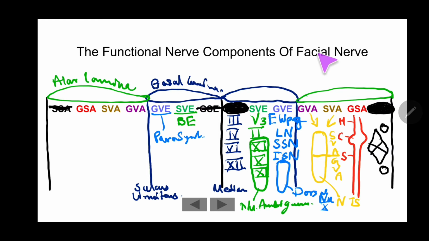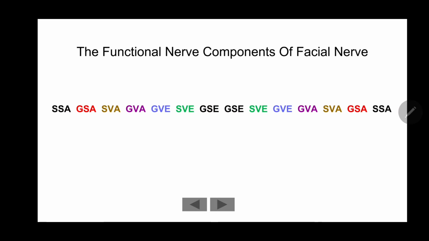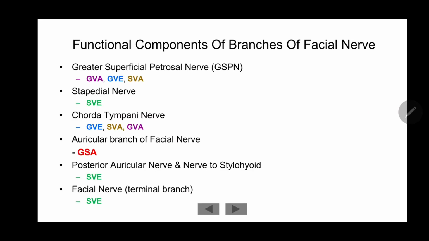So I believe you understood. Now let's move to the next slide. Now we are talking about the functional components of the branches of the facial nerve, right? Those are the 5 functional components of the facial nerve, and we're going to study how those functional components run along with which branch, and what functional component is being carried.